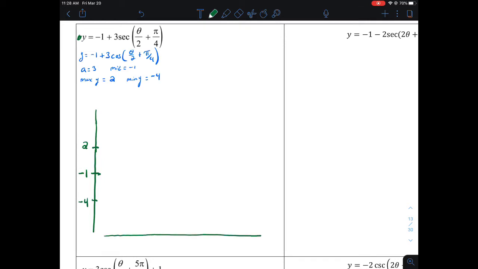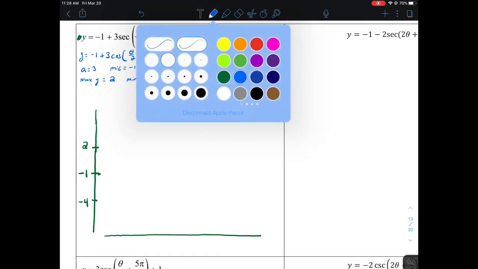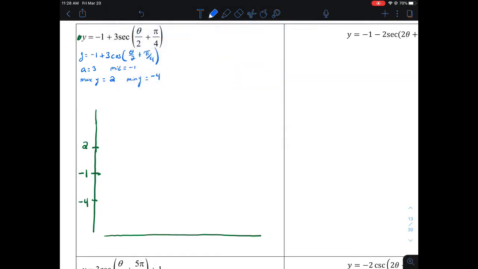Now I have to make my horizontal scale. Well, the horizontal scale here for cosine, I find my period, which would be 2 pi divided by the number that multiplies to the input. So period is 4 pi radians. So when I quarter that, I know that every critical number is going to happen after pi radians.